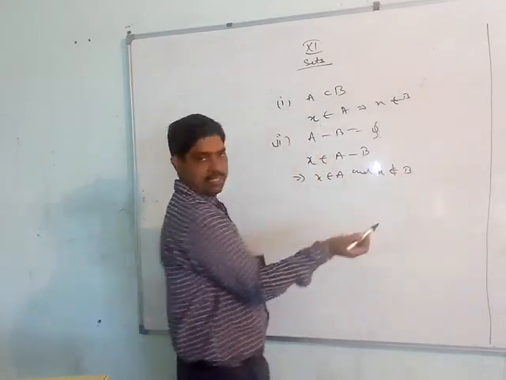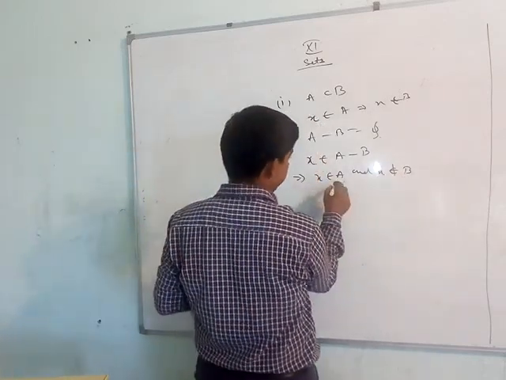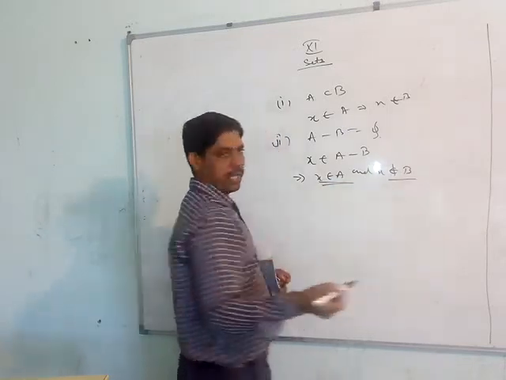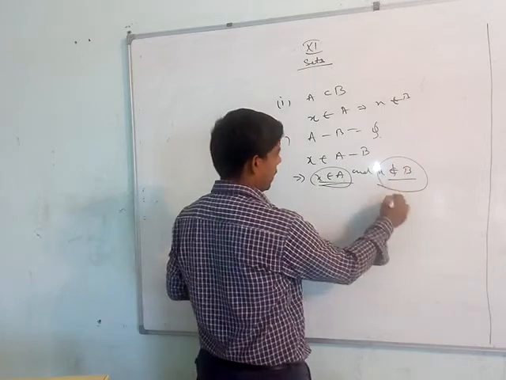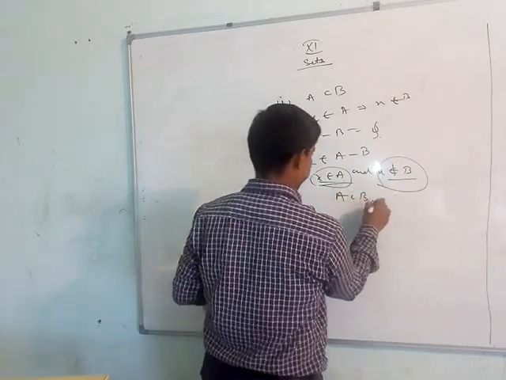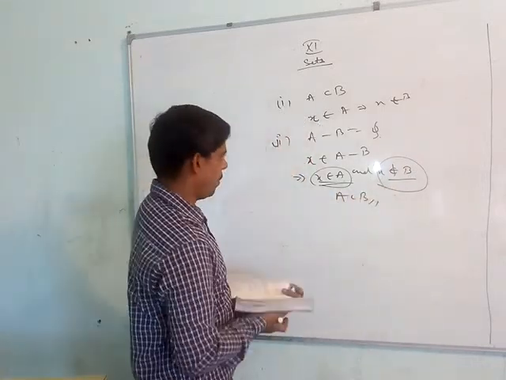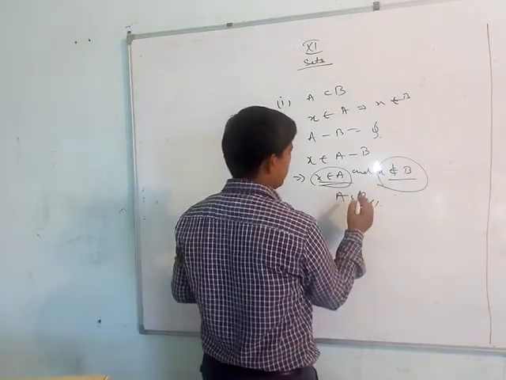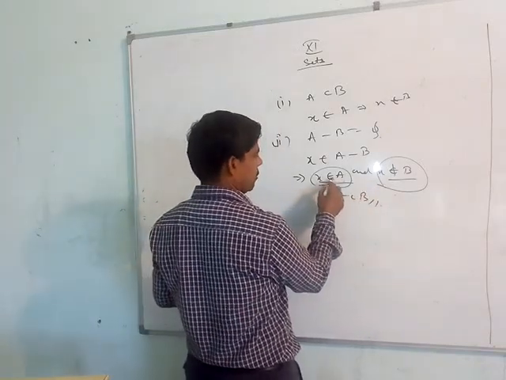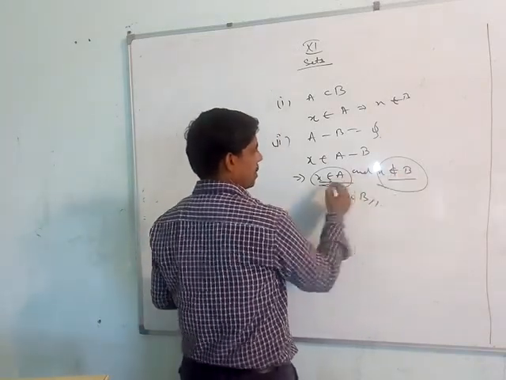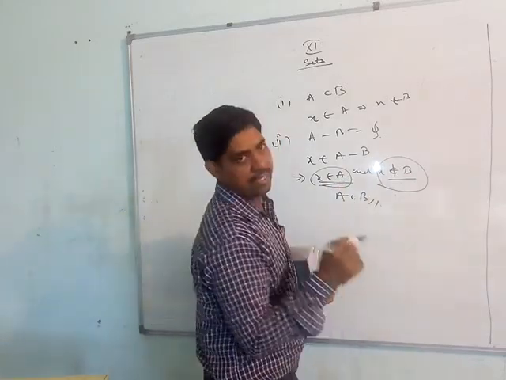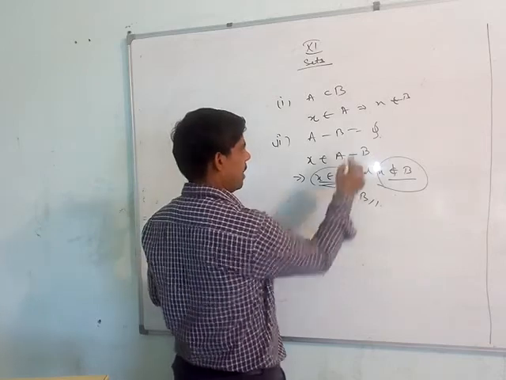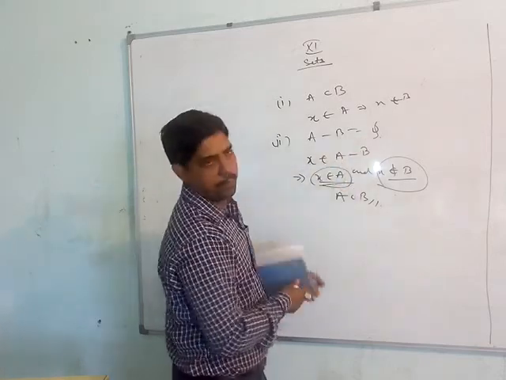There is no such x where वो A में हो और B में ना हो, ऐसा कोई x नहीं. इसका मतलब क्या हुआ? All the elements of A must be in B. That is, A is subset of B. Only possible then. There is no such element, right? And if there is no such element, then that means A is subset of B.